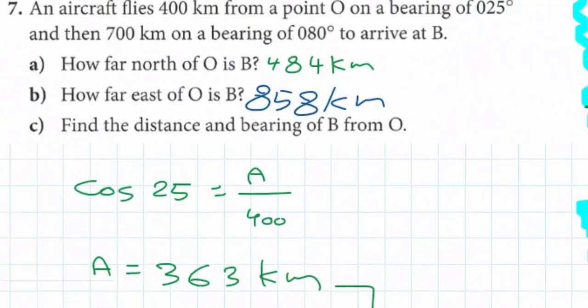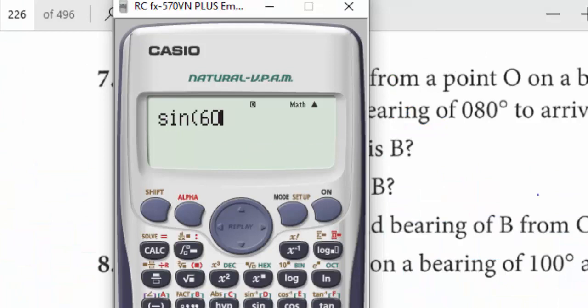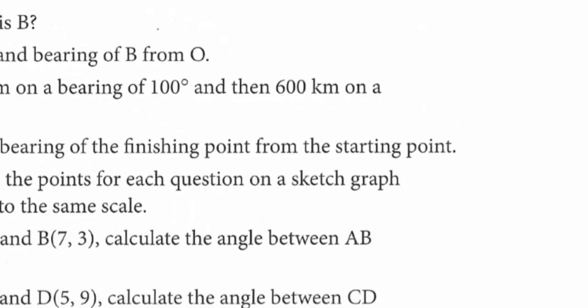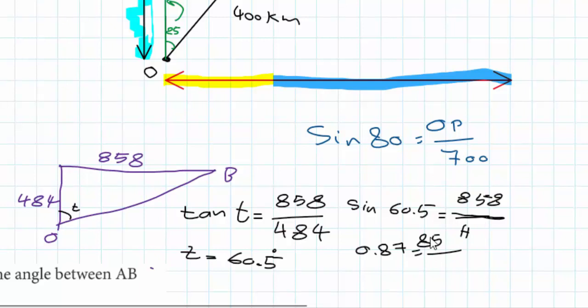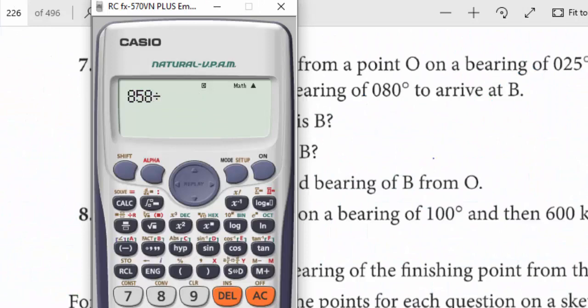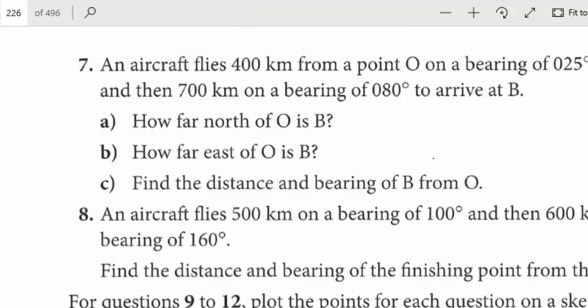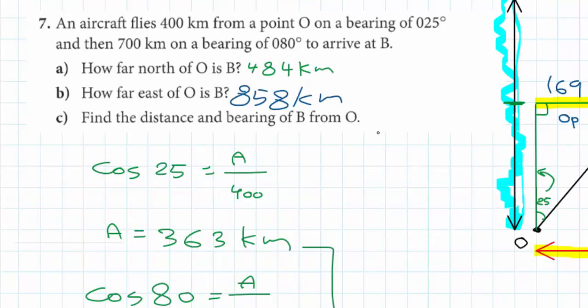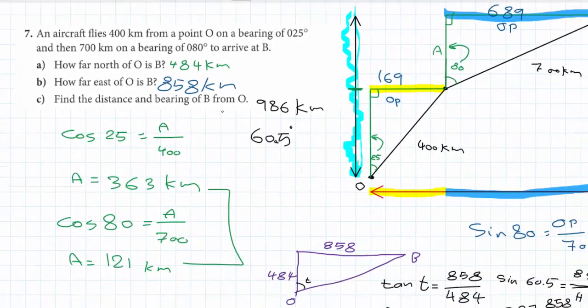Now sine of 60.5 is equal to 0.87, and then 0.87 is 858 over h. Now we need to flip them and then multiply by 858. It means 858 simply is divided by 0.87. That gives 986.2. It's 986. The distance is 986 kilometers, and the bearing is 60.5 degrees. Question 7, done.